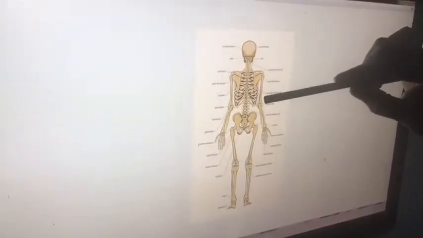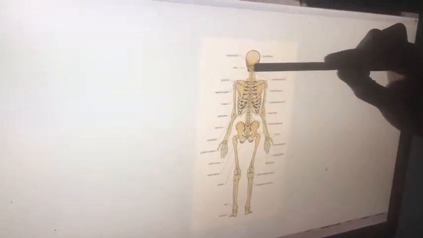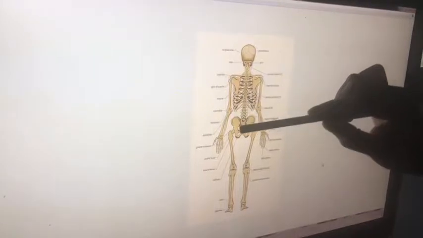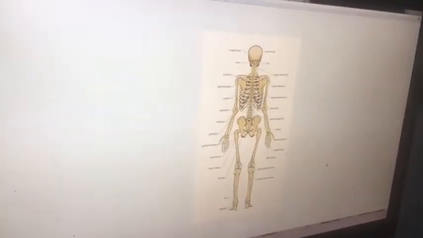Now, neurogenic shock, we are saying it is damage to the spinal cord. That's the sudden reaction of the spinal cord which causes this type of shock.